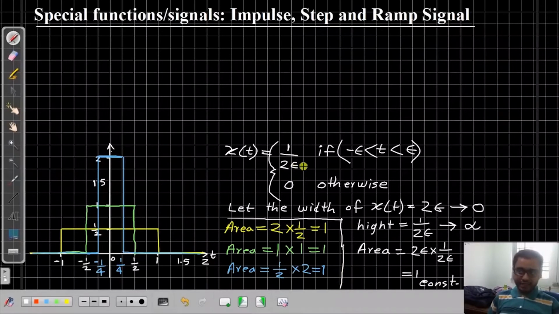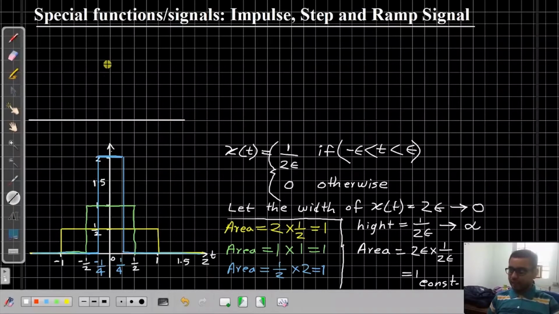However, as I change epsilon, the signal becomes narrower and narrower and taller and taller. Now the extreme situation when epsilon tends to 0, that extreme signal that you can imagine is called an impulse signal or a unit impulse signal. Okay, now that we shall draw in this way.